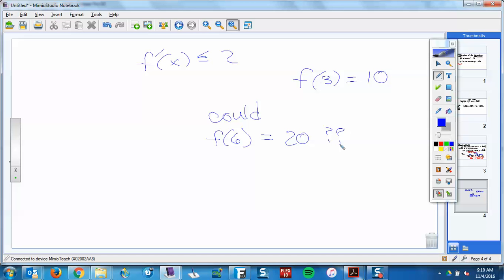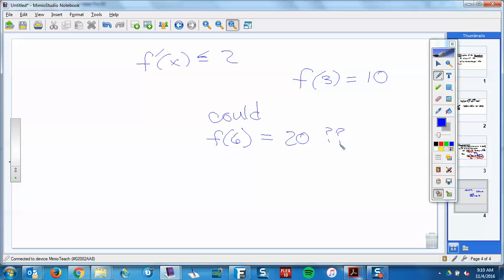We're going for 3 hours and we're going 2 miles an hour. We can go 6 miles. So how far can we go? Where do we start? 10. So what's the farthest we can go? To 16. Could f of 6 be 20?